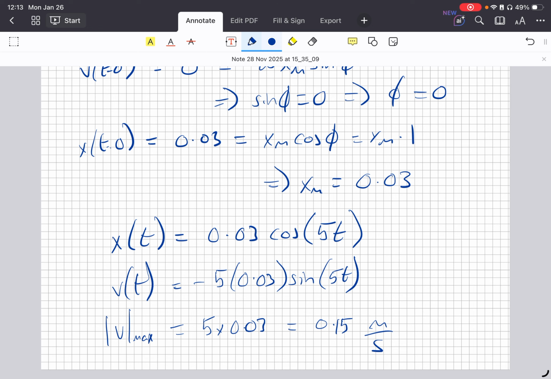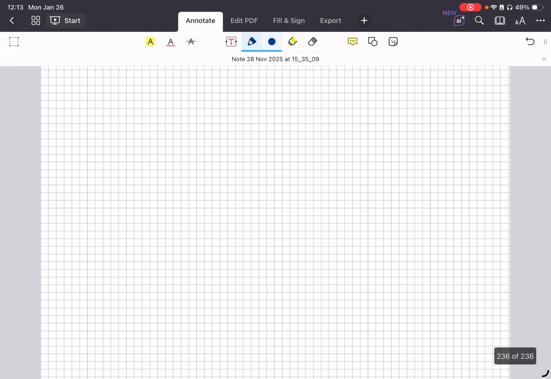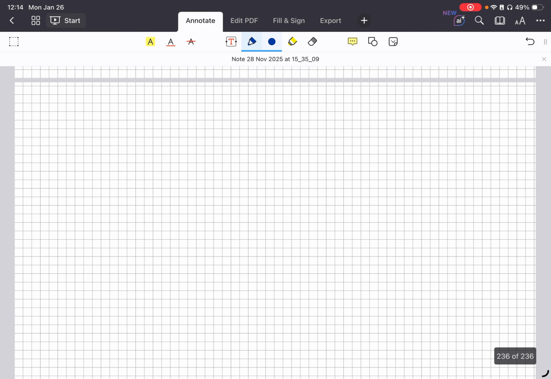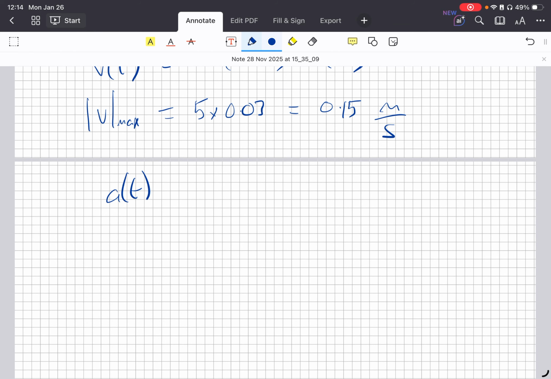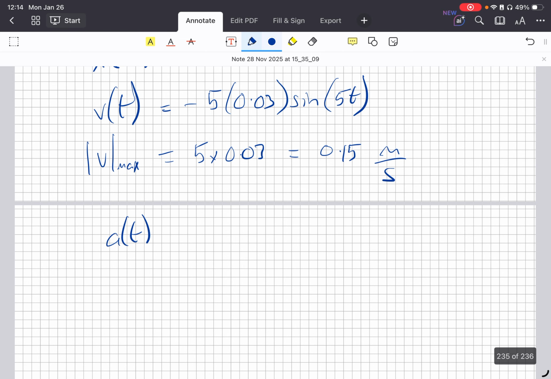Let's differentiate again to get what the maximum acceleration will be. The acceleration as a function of time: we're going to differentiate that v again with respect to time. So when I differentiate sine, I'm going to get cosine. I'm going to pick up another factor of 5 there. So I'm going to get minus 25, that's the 5 times 5, times 0.03 cosine 5t.